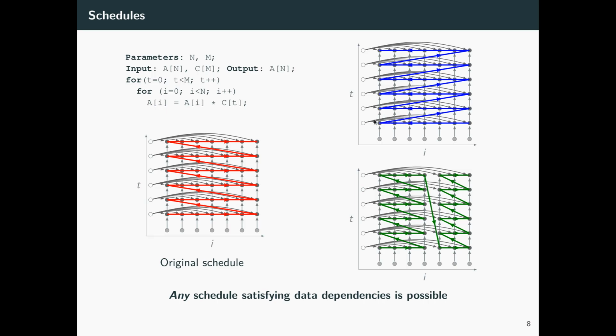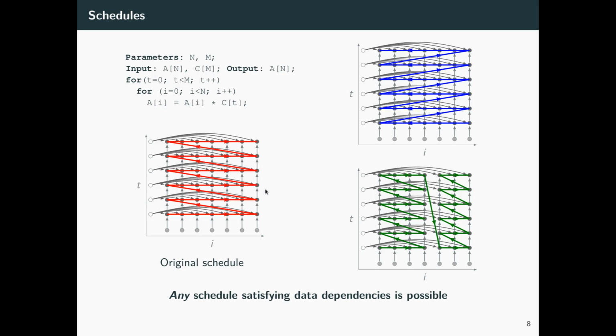And since there is actually no dependence between nodes in the same row, any order for a given row could be done. And finally, this green schedule splits the program into columns and then does each of the columns row by row. The question is which one is the best.